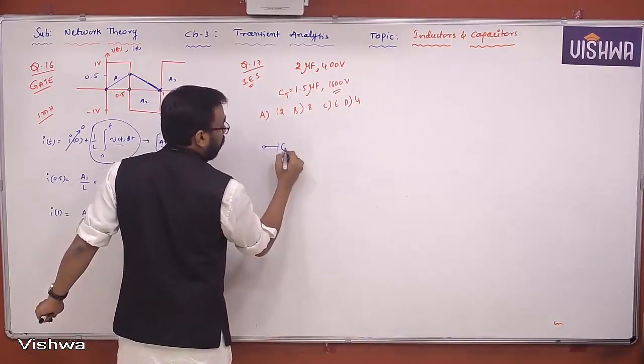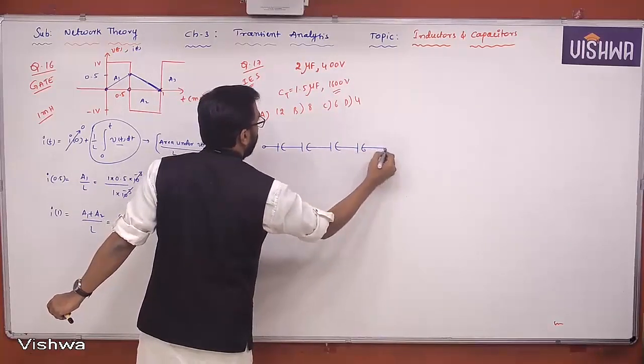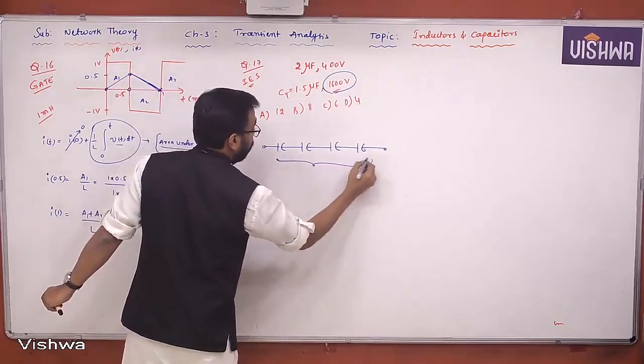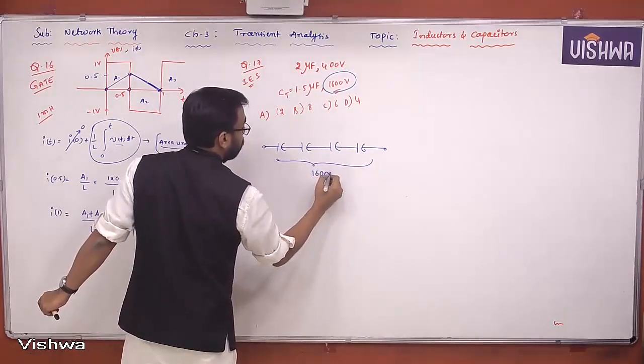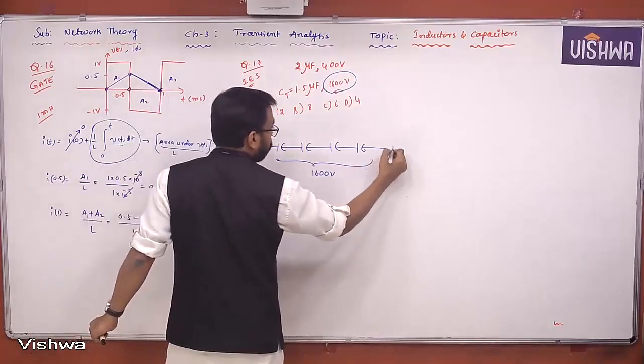4 capacitors required. So first I got voltage rating. Voltage rating how much here now? 1600 volts. This is between, let us say, some AB terminals, let us assume.